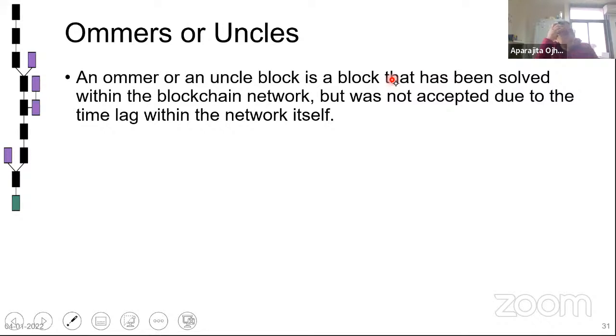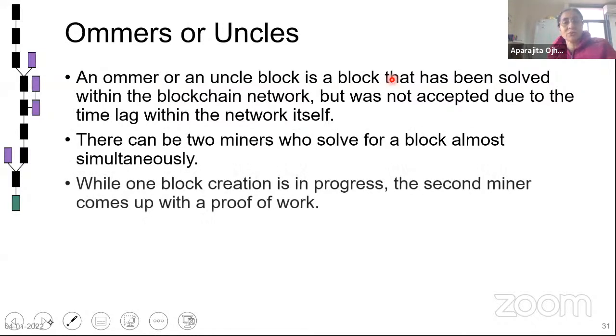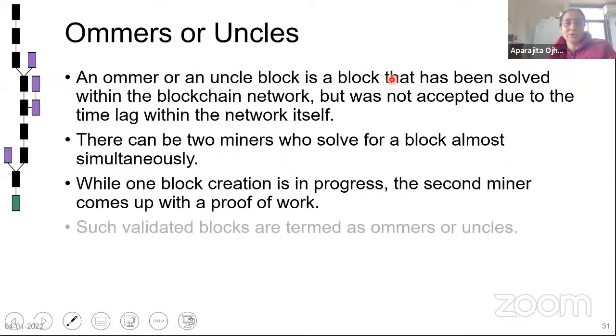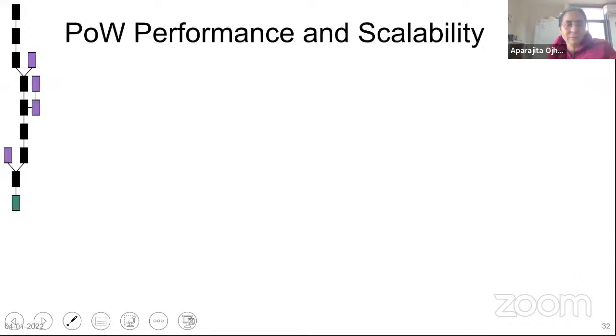For a first course on blockchain, I thought I should not go into details of what kind of algorithm is used. So there can be two miners who have solved the block almost simultaneously. When one block creation is in progress, the second miner comes up. So these are also validated blocks, right? Two miners are claiming. Some people are verifying the results of miner 1, and some people are verifying the results of miner 2. Suppose the results of miner 1 come out first, that okay, this is validated, but miner 2 also comes out almost simultaneously. These are orphan blocks or omer blocks.